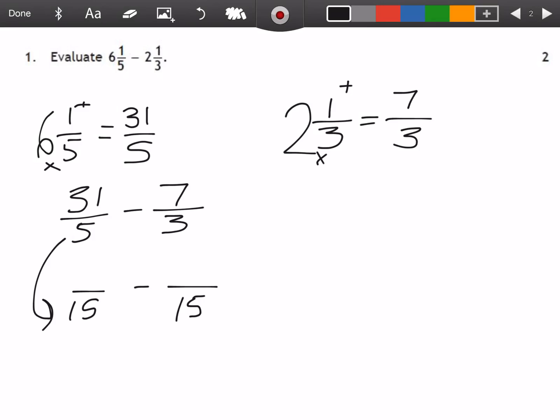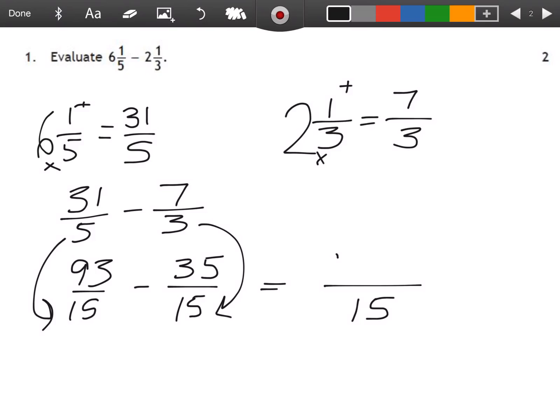How did we get from a 5 to 15? We multiplied it by 3, so times the top by 3. 3 31s, 93. On the bottom it was a 3, now it's a 15. We've multiplied that by 5 to go from 3 to 15, so times the 7 by 5 as well. 7 5s, 35. Now that we've got a common denominator, we can get a single fraction. Really what we're doing is 93 take away 35. You don't need to write that bit down. You can go straight to, well, what is 93 take away 35?